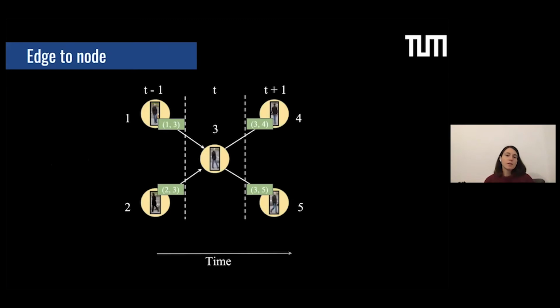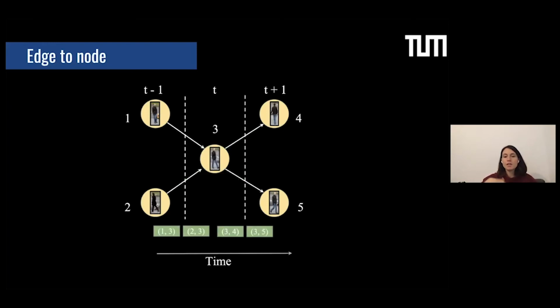Now, the edge to node update is a little bit more tricky, because classically what the edge to node does is it takes, for a given node, let's say node 3 here in the middle, it looks at all of its neighbors, and it collects the information of all the edges that connect the neighbors.